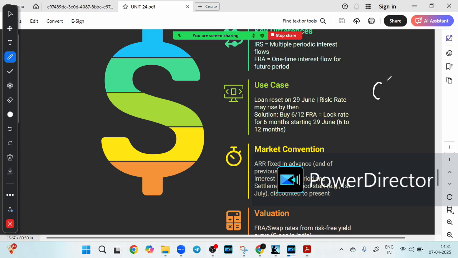The solution is that they buy a 6/12 FRA, right? Which means locking in today's rate for the 6-month period from 29th June to December. So what is the difference here? 6 months is the difference. So they have locked in today's rate.